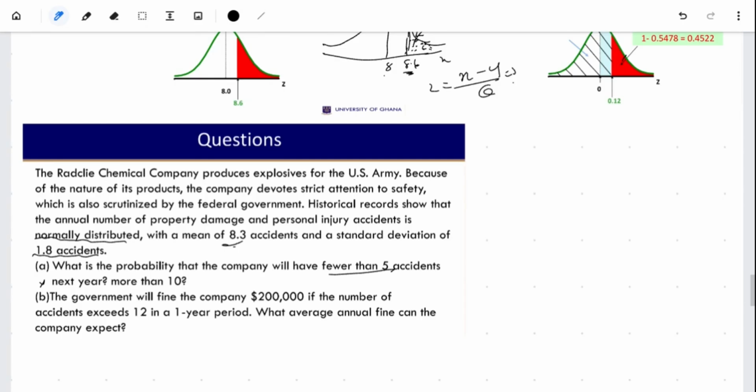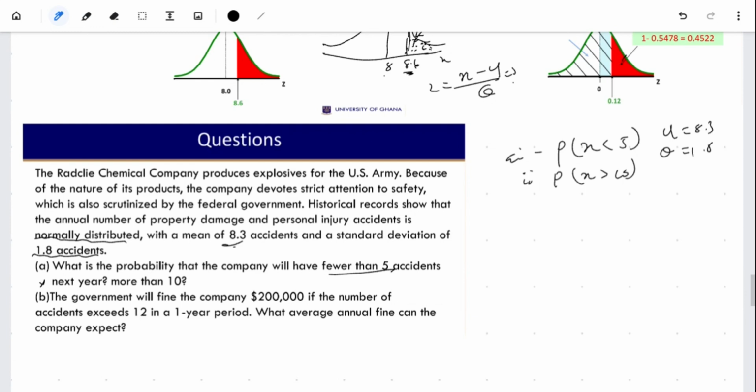So this particular question, the A has been grouped into two. We have A(i), which says we should find the probability that they will have fewer than 5 accidents within the year. And the (ii) says that there will be more than 10 accidents within the year. So here is the case. You have your mean, let me represent by u, which is 8.3, and your standard deviation, which is 1.8. You have to find these probabilities, right?